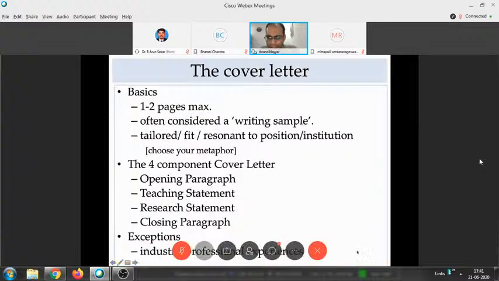I'm going to show you the cover letter. So what is your cover letter? First of all, it should be 1 to 2 pages maximum, and it should be a writing sample. The 4 components should be the opening paragraph, the teaching statement, what exactly you are as a teacher, the research statement, and the closing paragraph.